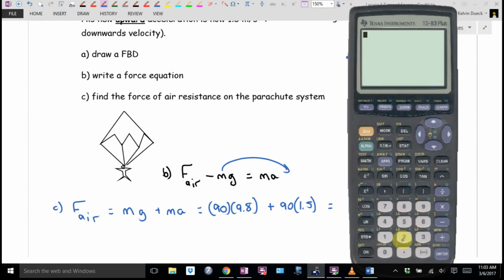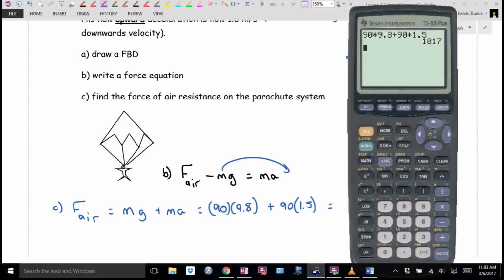Okay, people, I'll race you. 90 times 9.8 plus 90 times 1.5. I said 1,100. Oh, I'm a little lower. Wow! Way off, Mr. Dewick. Why am I so far off? It's 90 times... Oh, because it's not 1,000. It's 900 plus 150. Good gosh. Do you get 1,017? Wow.